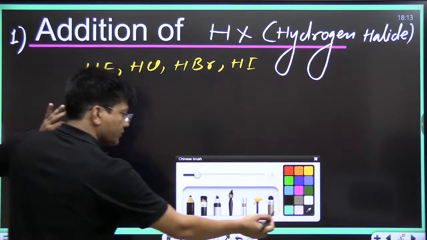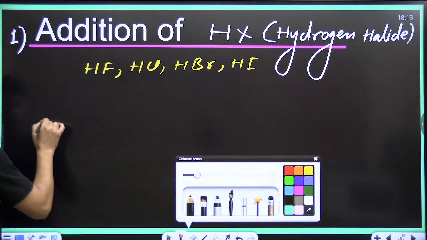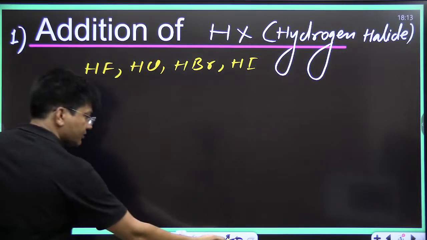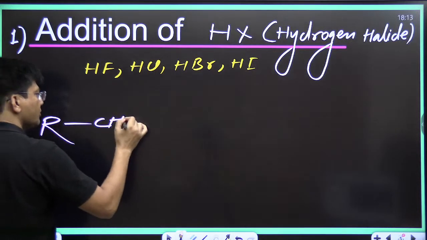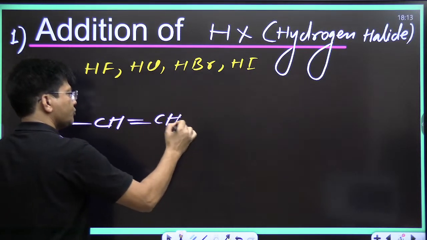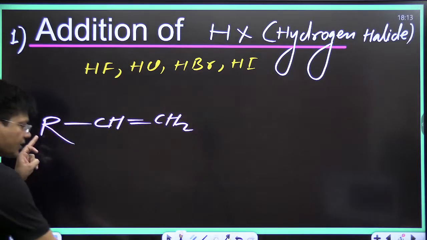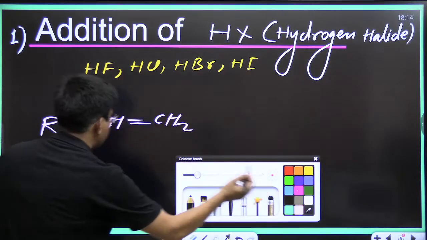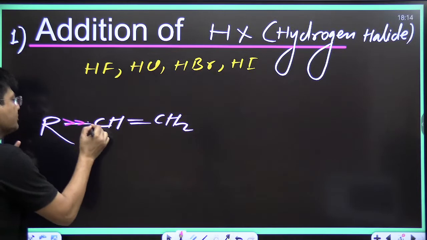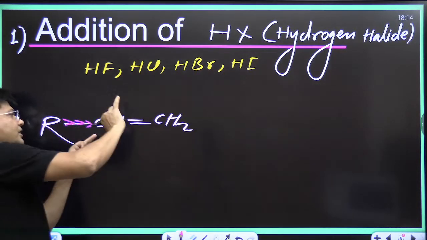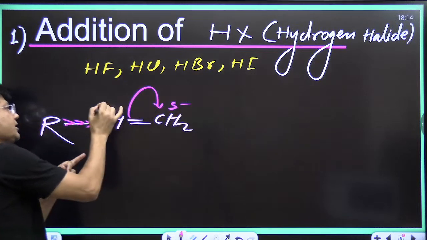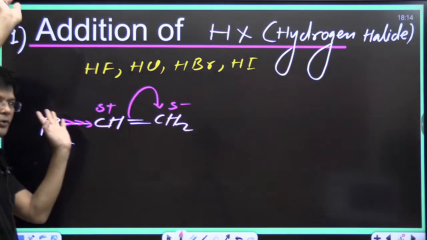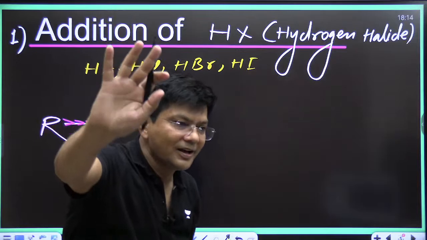Now, my dear students, for that you must be provided with some alkene. Let's suppose this alkene is RCH double bond CH2. Now, if this R is electron donating, it will donate electrons, and you can see the electrons will get shifted toward this side, and here you will get delta negative, and here you will get delta positive. Is it clear?